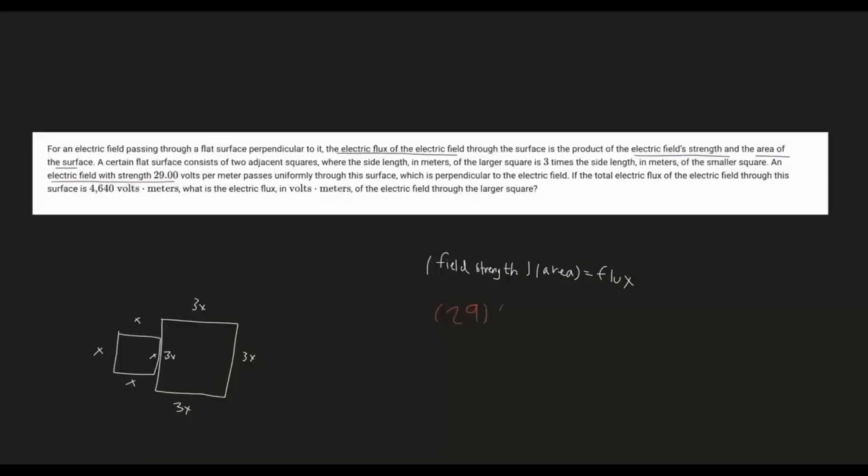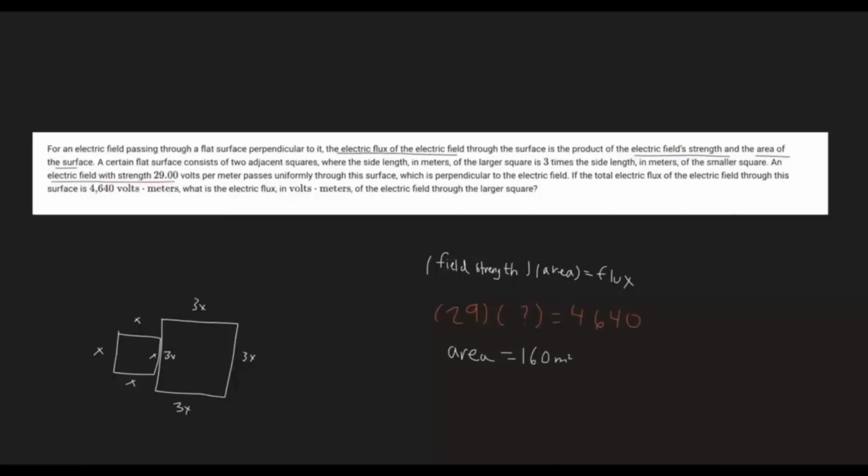And now the thing with the area is we don't know what the area is, but we can solve for the area because they've given us the total flux that affects both the small and large square. So the total flux is 4,640 volts times meters, right? So what we can do here is just a simple calculation to find the total area. So here we can just have area, and this will be 4,640 divided by 29. So the area would be 160 meters squared.